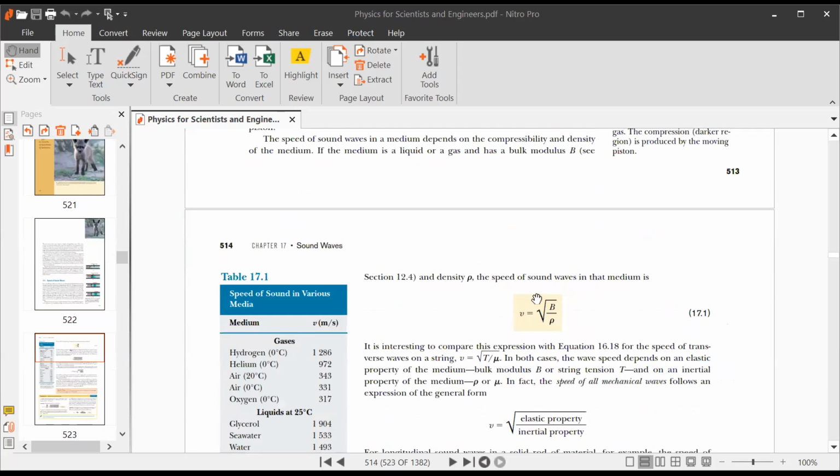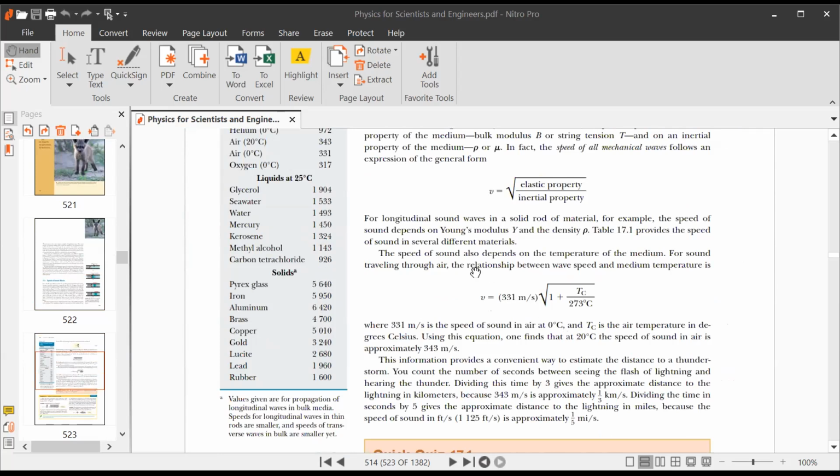So this is the speed of sound in the medium. As you see, this B here is the bulk modulus over rho. This is, for example, the speed of sound that depends on the temperature of the medium. This Tc here is the air temperature in degrees Celsius. So in general, the speed of sound in the air depends on the temperature, like this.